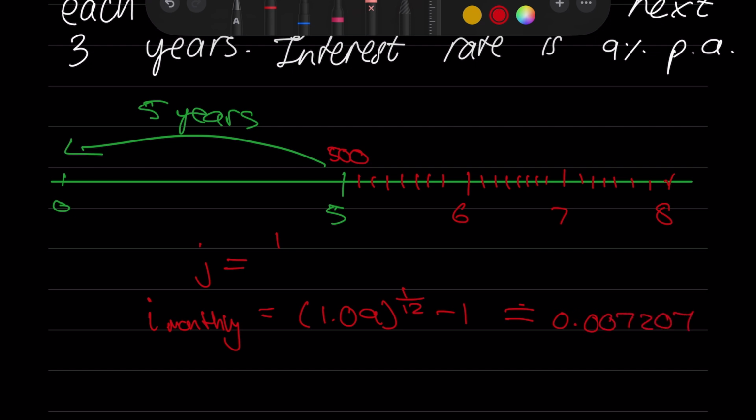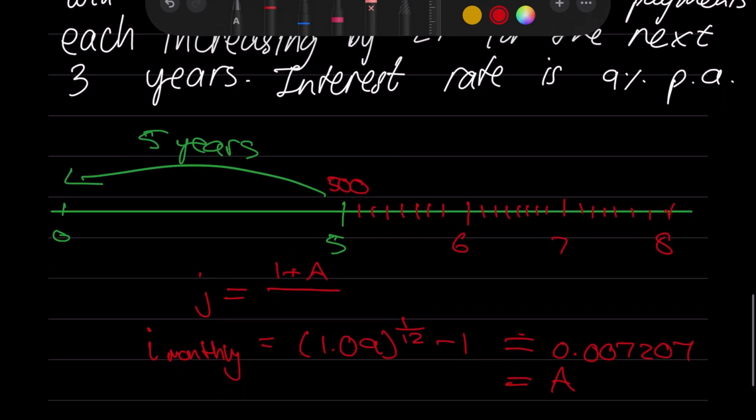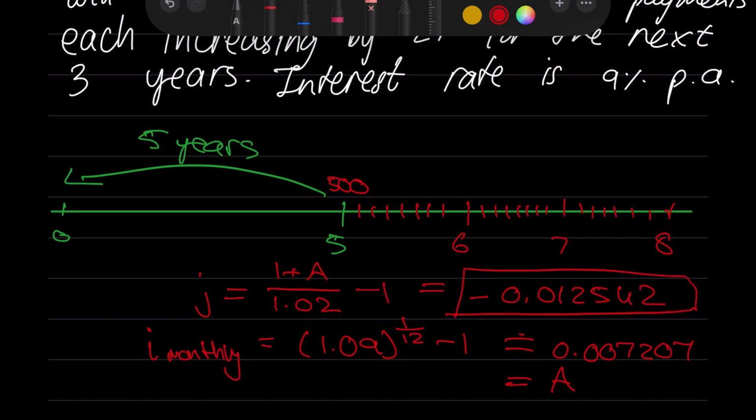There we go. I'm going to call this variable a because I'm not writing out that whole thing. It's going to be 1 plus a over our growth rate. We're going to keep it 1.02 because that's the monthly one. That's what they gave us. Minus 1. That equals to negative. So, okay. This is the J that we're working with, negative. That looks weird, but it's fine.